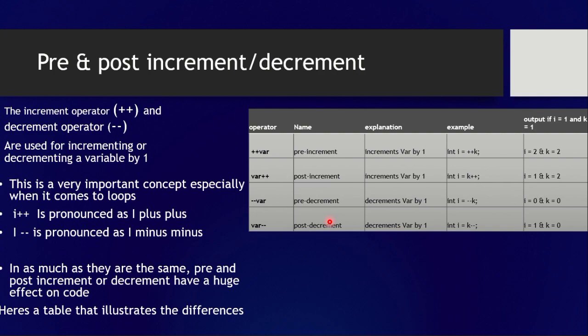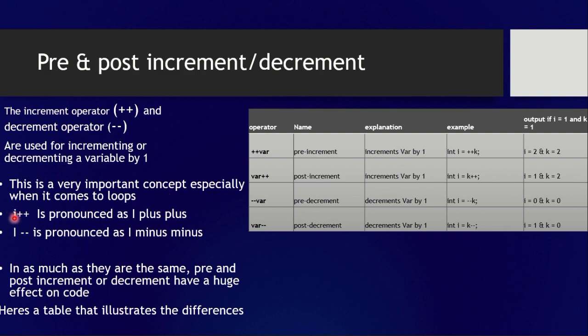So I also want to talk about pre and post increment and decrement operators. These are very important when it comes to loops, and like I said, we're going to get into that later on. The increment operator, plus plus, and the decrement operator, minus minus, are used for incrementing or decrementing a variable by 1. This is a very important concept because it is very much linked to loops, especially for loops, and we're going to get into that later on.